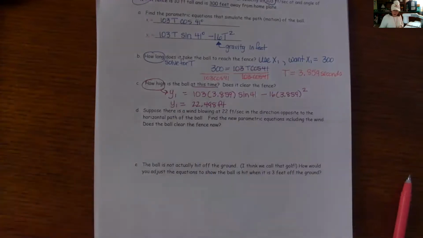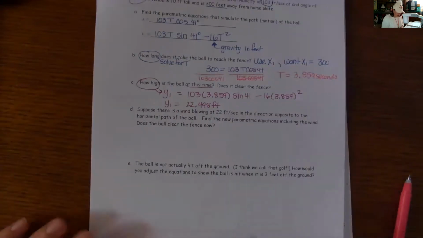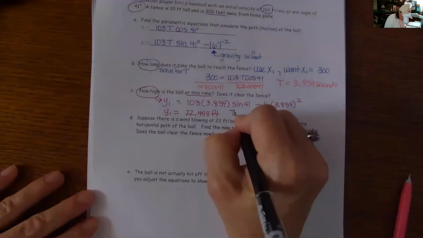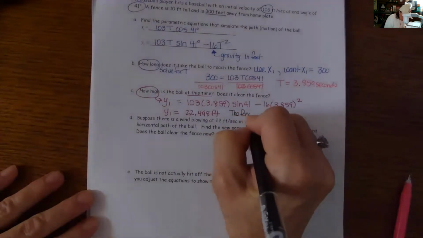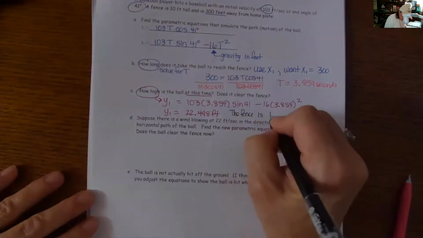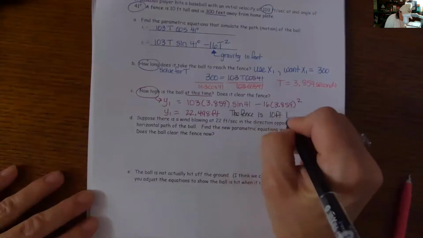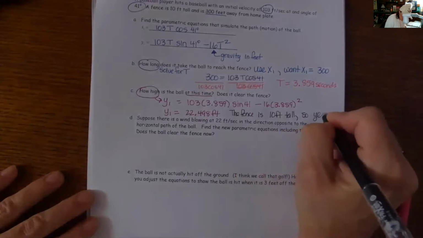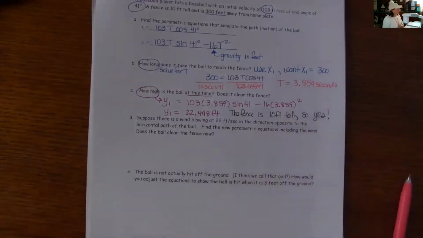Yes, I did. Okay, so does it clear the fence? How high is the fence? The fence is 10 feet tall. So, yes, he got a home run. Woo!